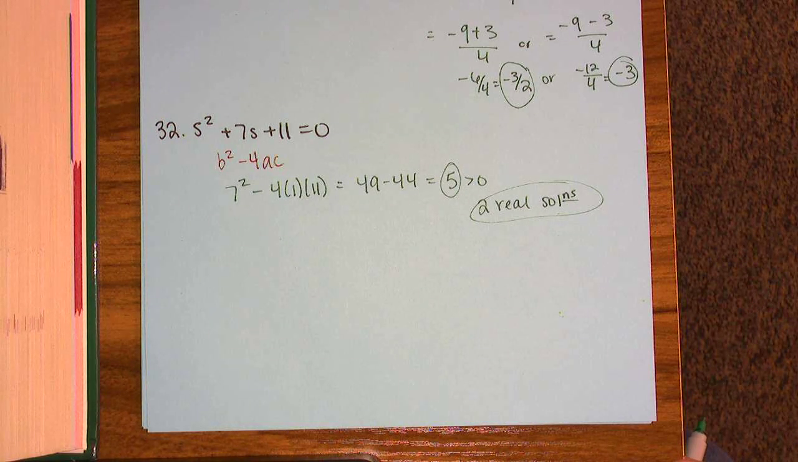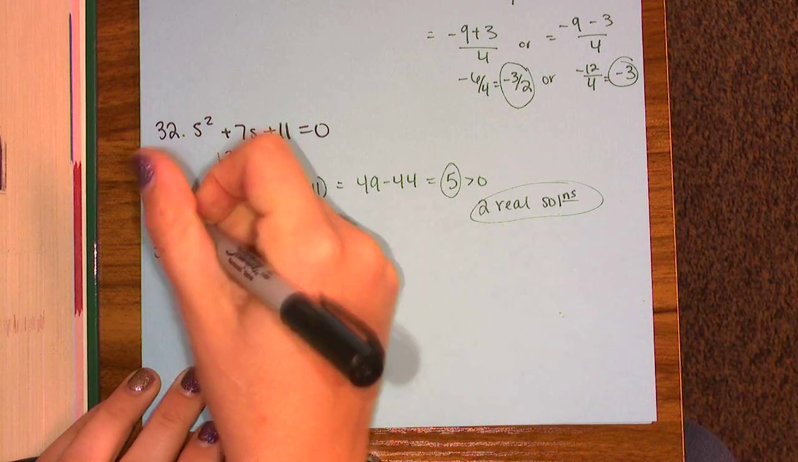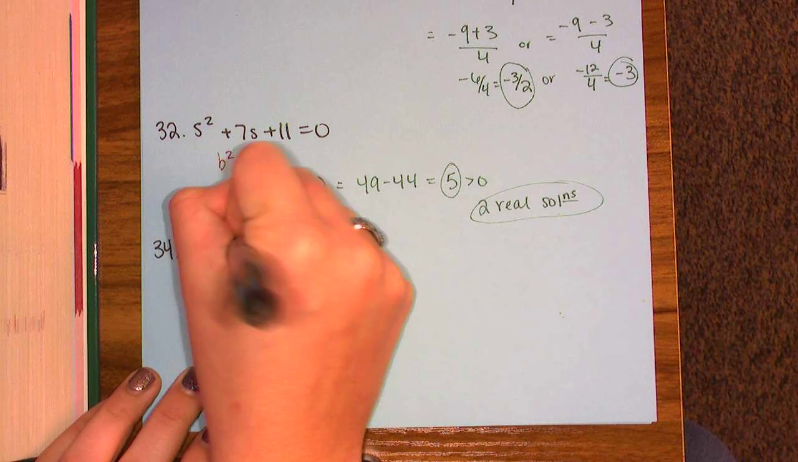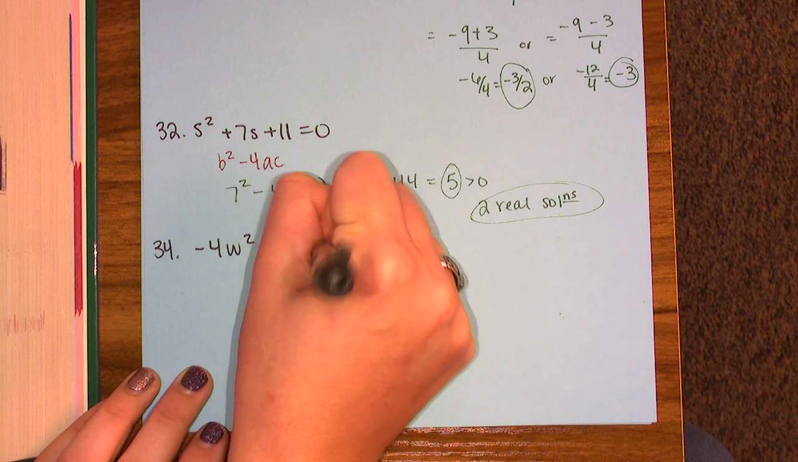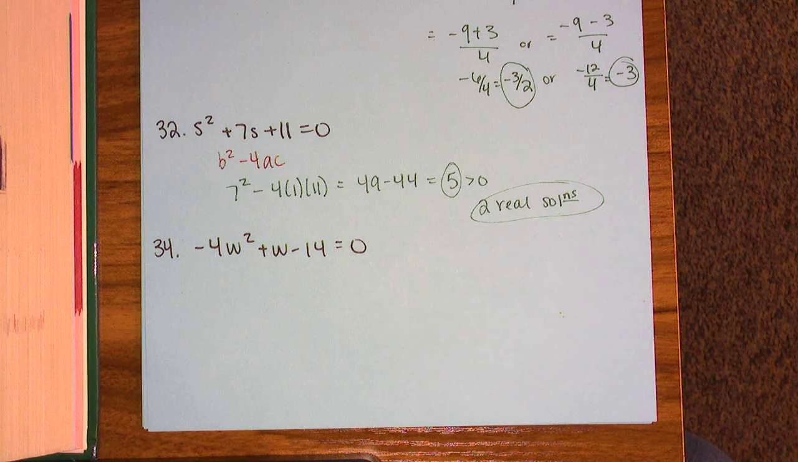No, negative is 2 imaginary. So greater than 0 is 2 real, less than 0 is 2 imaginary, equal to 0 is 1 real solution. So, 34. Negative 4w squared plus w minus 14 is equal to 0. So what do I write down for this one? And you don't have to write this formula down every single time. You can just do numbers. I just wanted to do it for the first one.